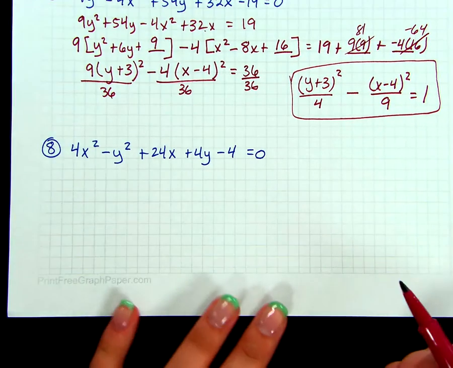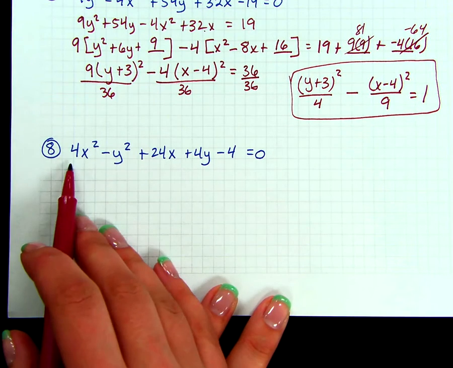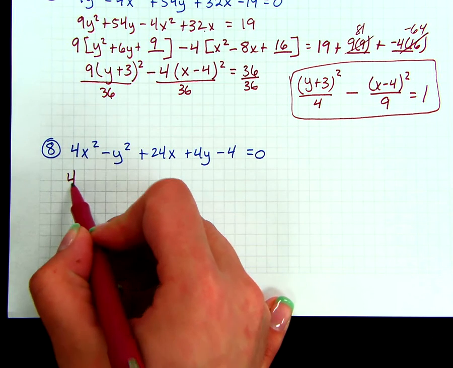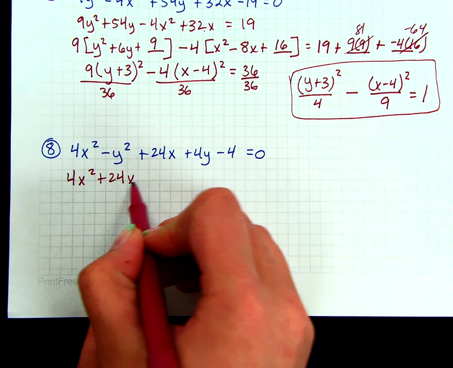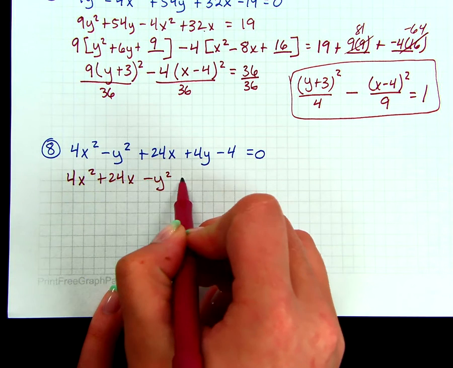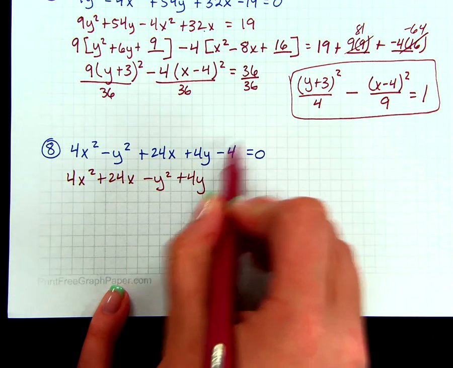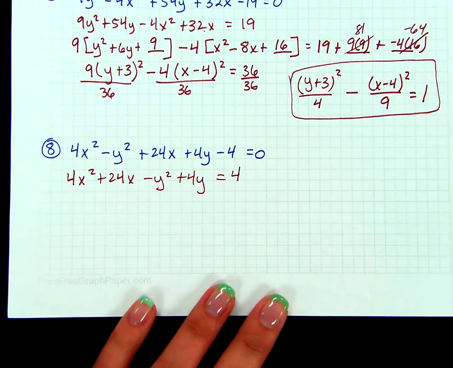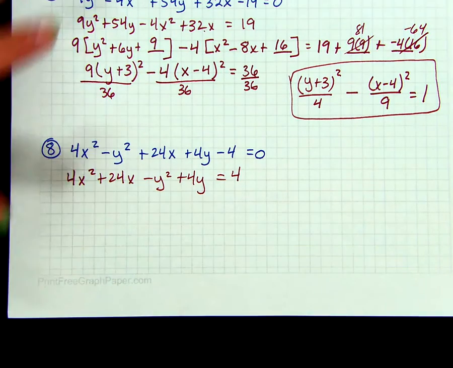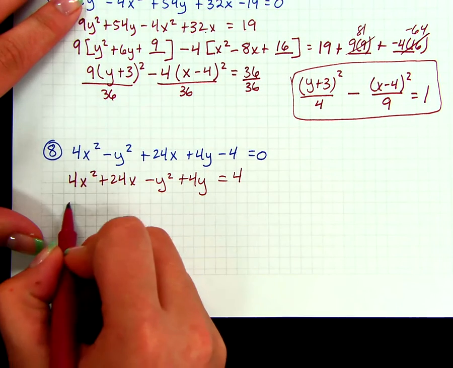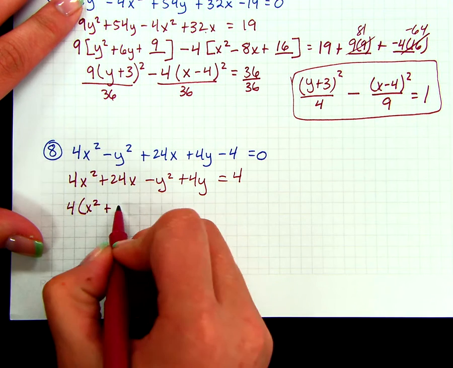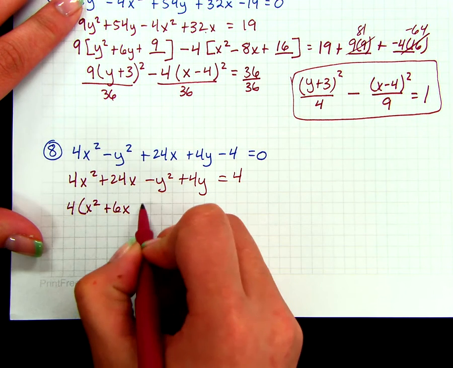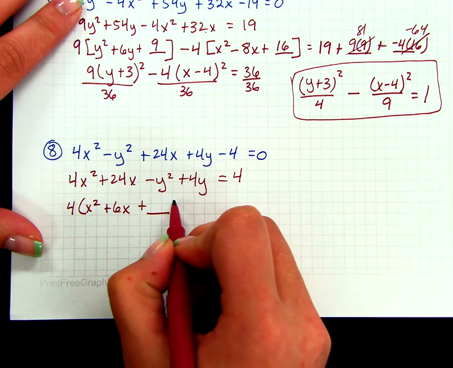All right, so next one, if we do the same thing, so again, we have the positive term first, so x is first this time. So 4x squared plus 24x minus y squared plus 4y, and then we're going to add the 4 over. And again, we have to factor. So we're going to factor out a 4. So 4 bracket x squared plus 6x. And then we're going to leave room to complete the square.